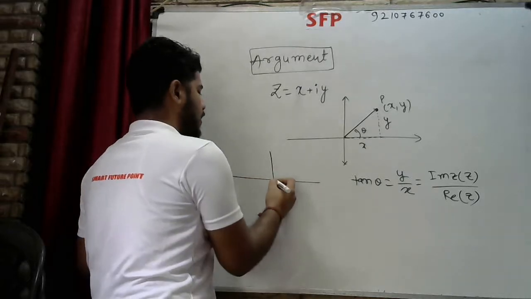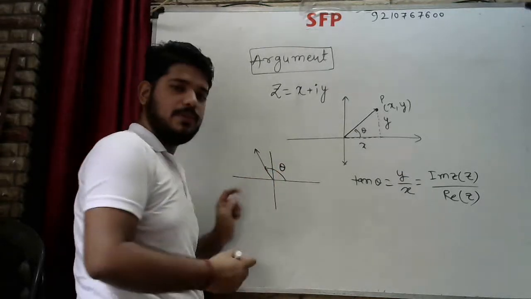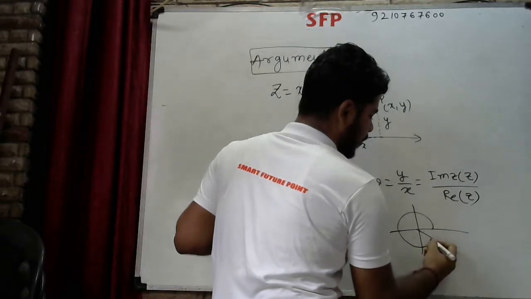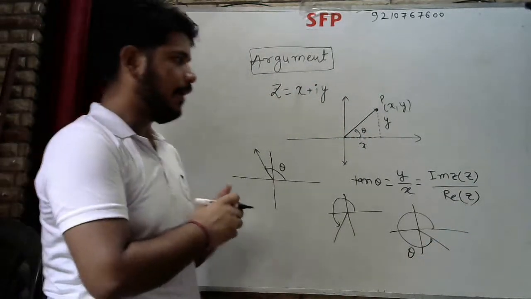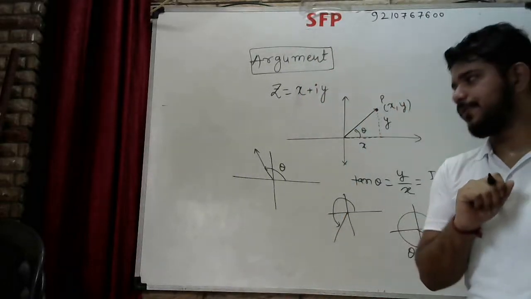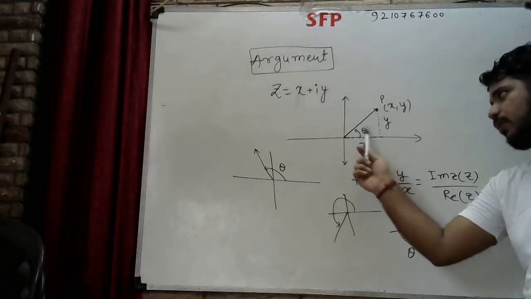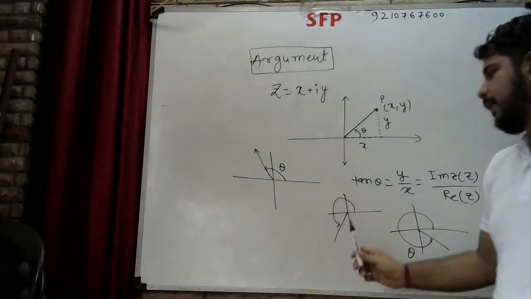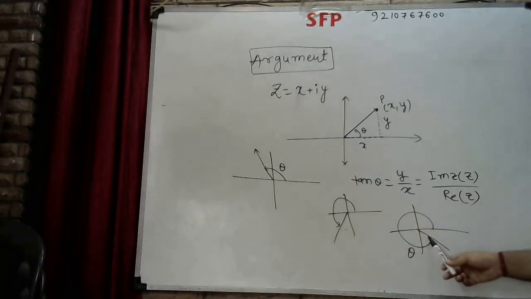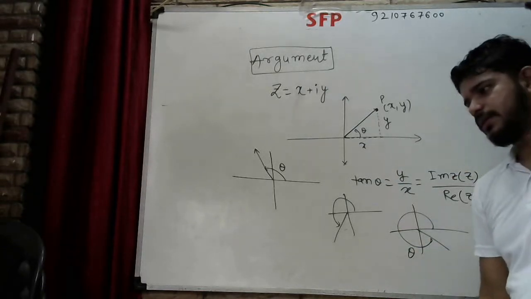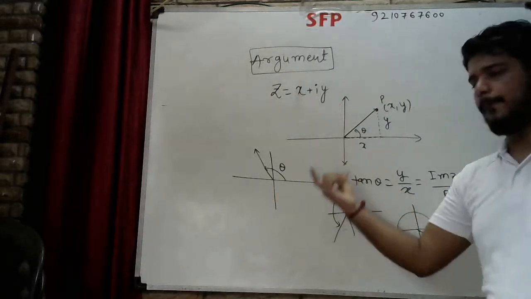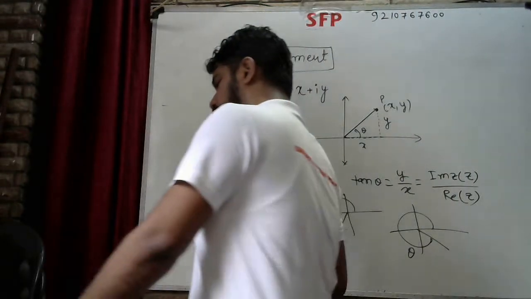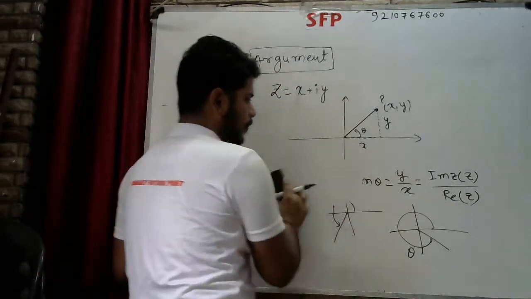Suppose (x, y) was there. What will be the argument? This will be your argument. Fine. So we have to study the 4 conditions in which we have to find the argument. First, in the first quadrant, this will be the argument because argument is measured from the positive x-axis. In the second quadrant, this will be it. In the third quadrant, it is this. In the fourth quadrant, it is this. But how can we find this? So I am going to give you examples of each of them, one by one. Then you will understand how to find the value of the argument.